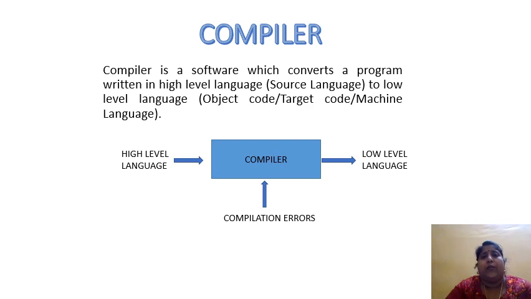First, we are going to see what is a compiler. Now, what is a compiler? Compiler is a software which converts a program which is written in high-level language, what we call it as source language, to a low-level language. Again, what is a low-level language? We call it as an object code or machine code or target code. So, in this diagram, we can see the high-level language is converted by the compiler to the low-level language by compilation process, by compiling the error.